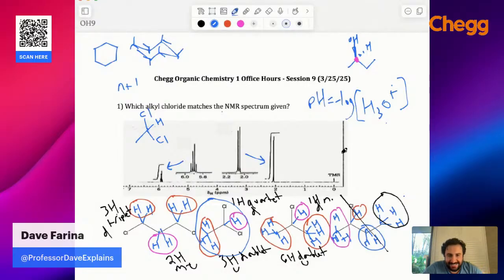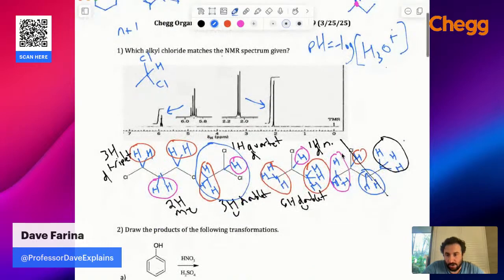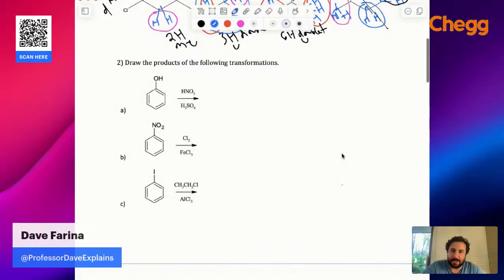So NMR is a big topic. It's one of the topics that students panic the most about with OChem. But just getting your feet wet, getting the basics down about chemical shift, integration, splitting, that is going to go a long way. Okay, so let's move on from NMR.